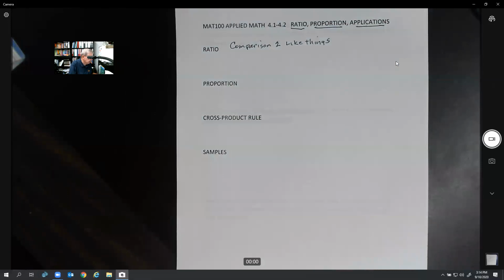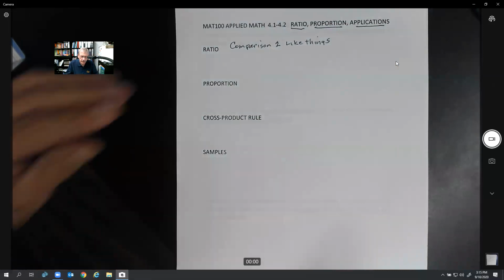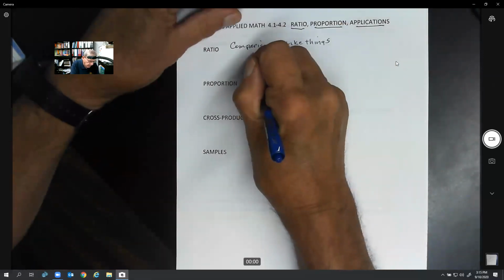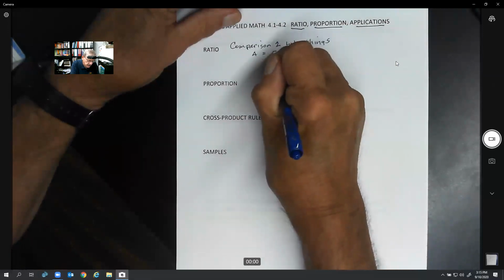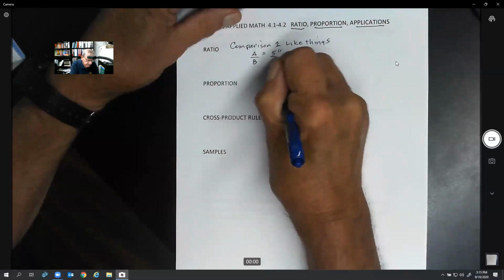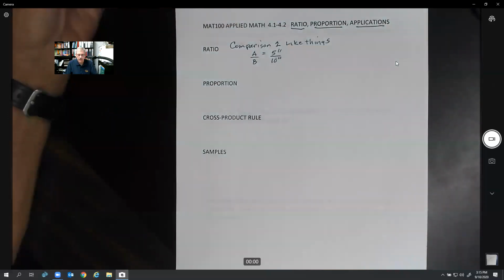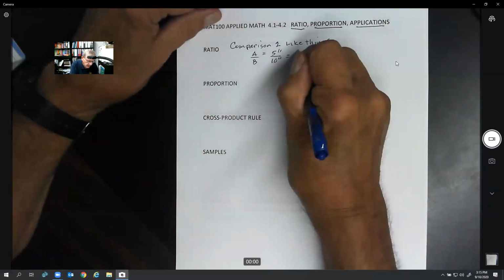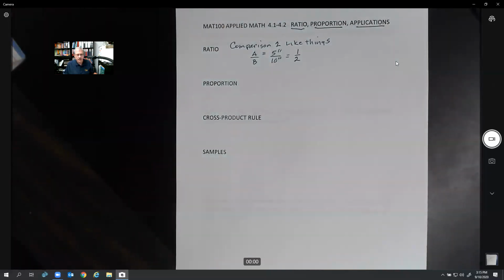And we're going to compare maybe two things, like we could compare, let's say, the diameter of two pulleys. So the diameter of pulley A would be, say, 5 inches, and the diameter of pulley B is 10 inches. We can also take a ratio and reduce it, 1/2. So that's basically all a ratio is. It's basically a fancy name for a fraction, a comparison of two things.